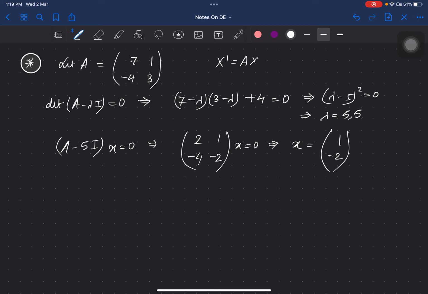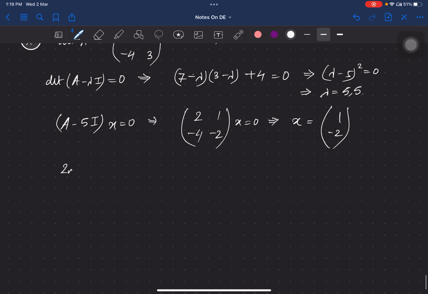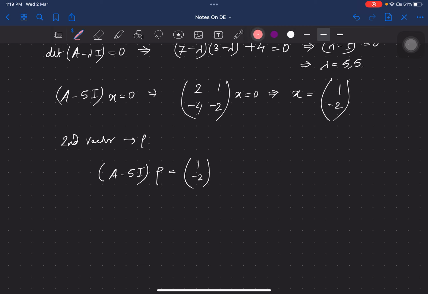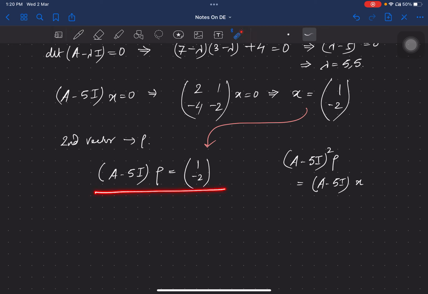Okay. So to find the second vector, we have to do a little more work. So we got x. Suppose the second vector is rho, then you have to follow this procedure. We have (A minus 5I) times rho equal to (1, -2), that is x. Since we are actually finding the generalized eigenvector for the system, that is, (A minus 5I) squared times rho equals (A minus 5I) times x. Because of this relation, (A minus 5I) rho equals x. So if I apply it once, it will be x. So again, once I apply this, it is equal to 0. So rho is a generalized eigenvector for the system.